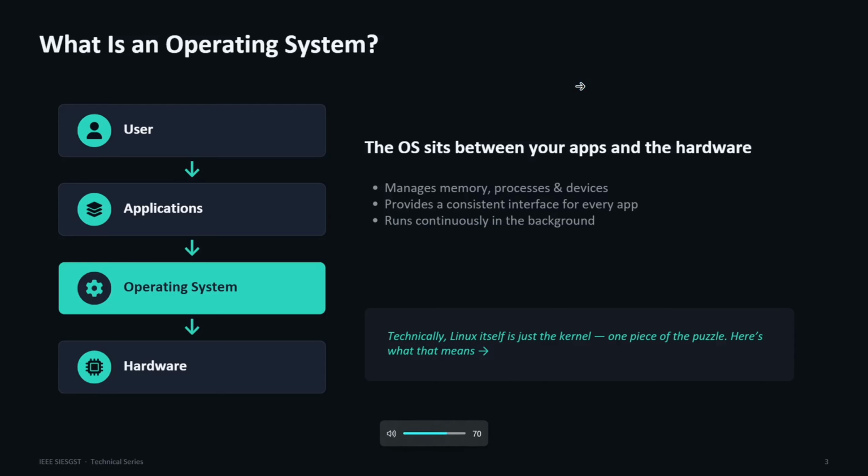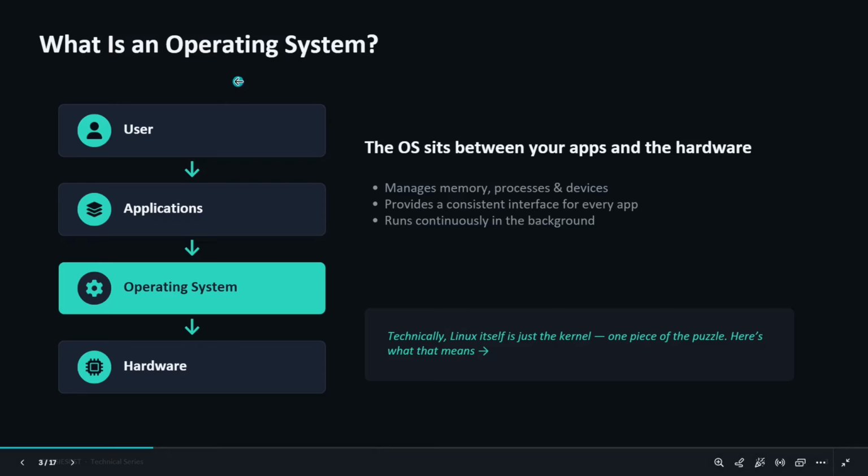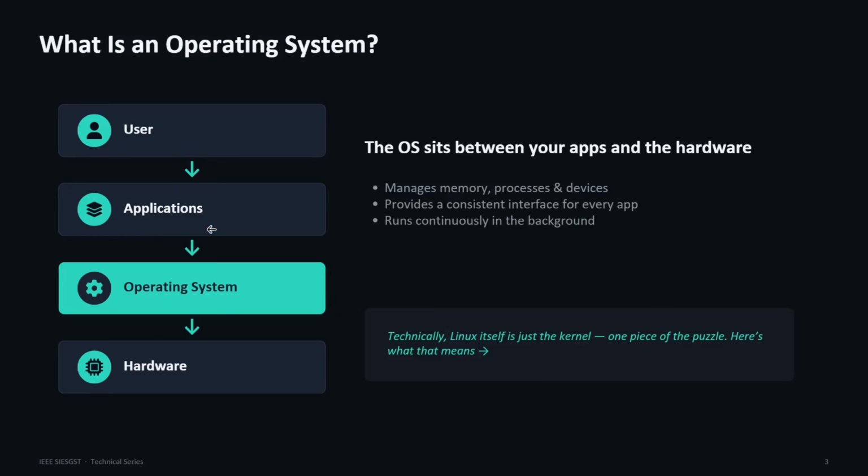Going ahead, let's start at the bottom of the stack. What is an operating system? Look at the diagram. At the top, you have got the user. That's you, sitting at your keyboard. Below that, there are applications: your browser, your code editor, your music player, etc. Below that, there is the operating system itself. And at the very bottom, you've got the hardware. It's your CPU, your RAM, your disk, your network card, etc.